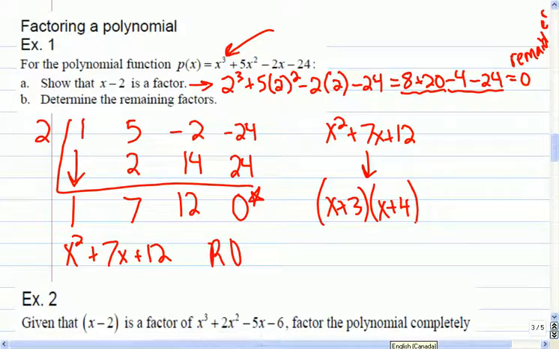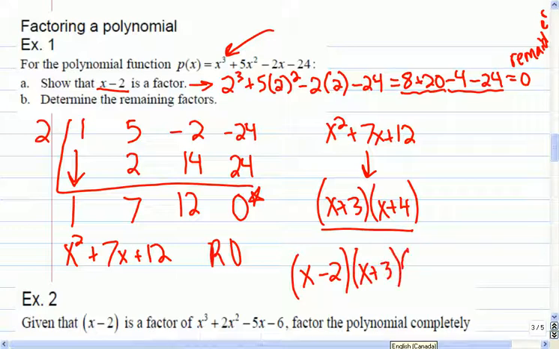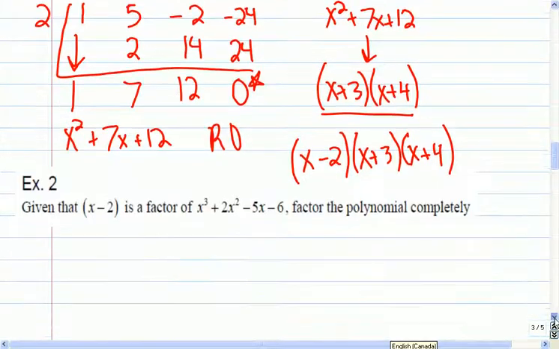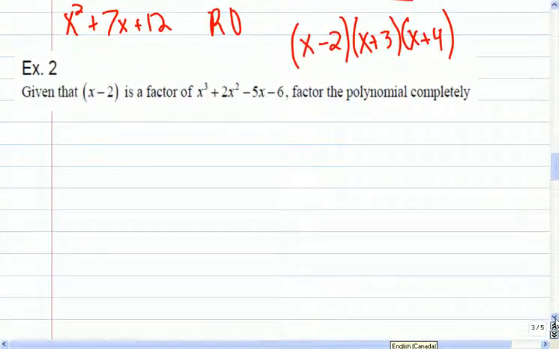So here are the 3 factors. One of them that we were given, and the other 2 that we found. So completely factored, it'll be x minus 2 times x plus 3 times x plus 4. Okay, so your turn. See if you can follow that procedure. Factor this one completely if you know that this was given to you as one of the factors.